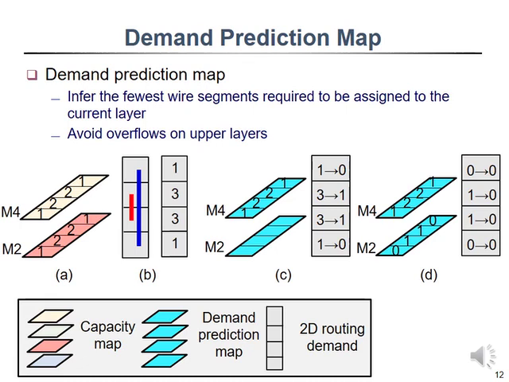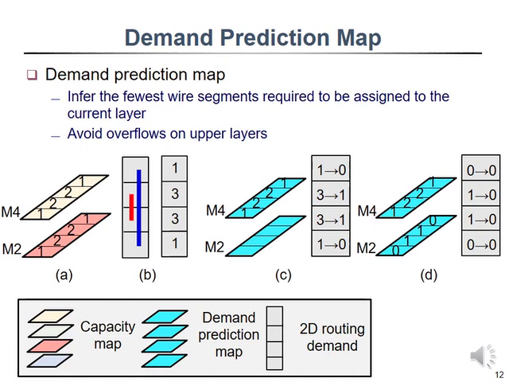Here's an example. Figure A is a capacity map of a column of global tiles, which we mentioned on the previous page. Suppose we need to assign 2 segments to the column, as shown in Figure B. Similar to the way we calculate the capacity of each tile, we assume the demand value of a crossing wire is 2 and that of a line end is 1.